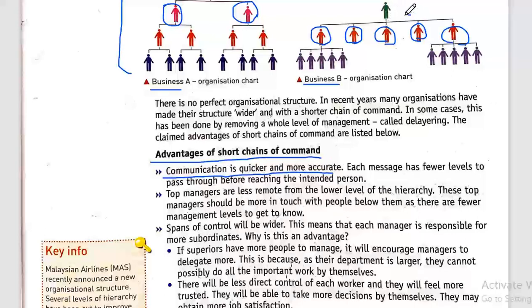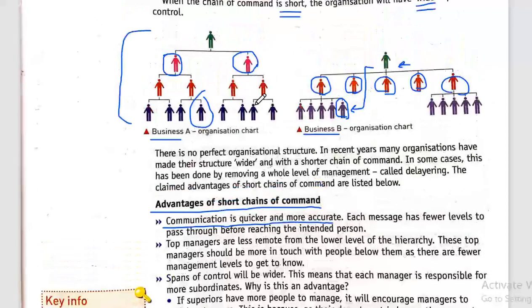If this director wants to contact the managers, it's quicker and more accurate. They can reach these managers easily. Each message has fewer levels to pass through before reaching the intended person. If I want to send a message to this person, there are only 2 levels to go through till the message reaches them. Meanwhile, over here, I have to go through a lot of levels, all the way till this person.